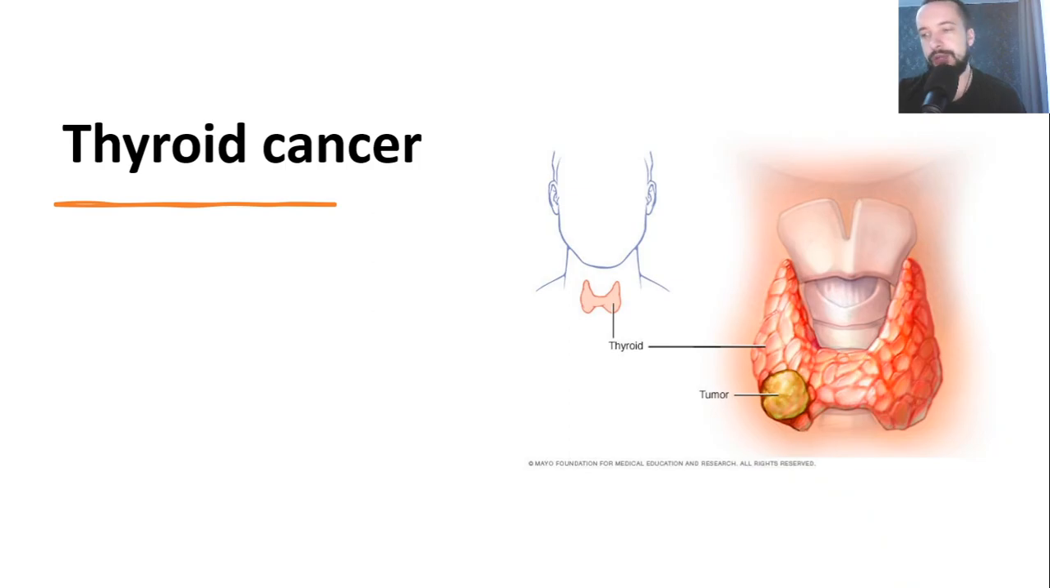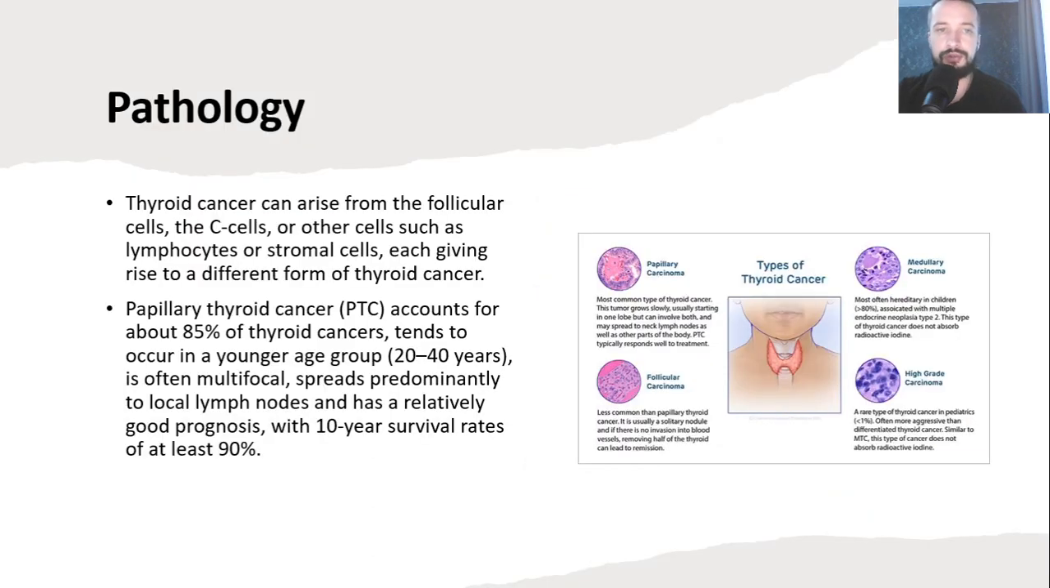Thyroid cancer. Thyroid cancer is a bigger topic, and for this lecture I don't want to give you much information, but I will give you a little information that will help you in your next education in oncology. Thyroid cancer can arise from the follicular cells, the C cells, or other cells such as lymphocytes or stromal cells, each giving rise to a different form of thyroid cancer.